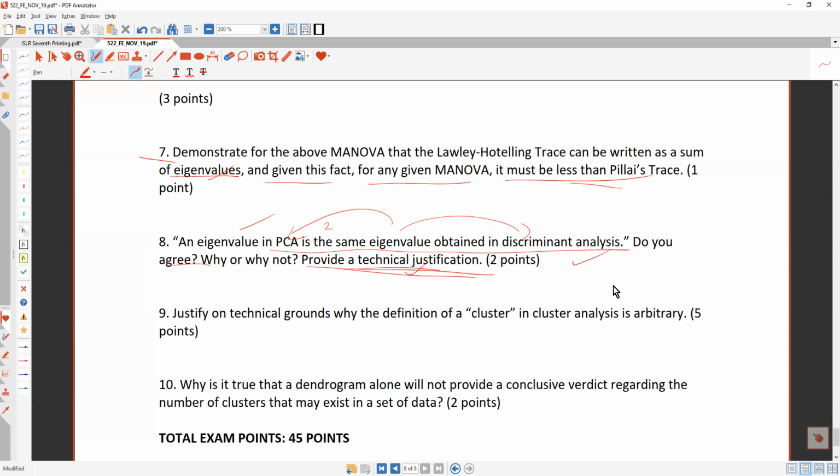May require a little bit of digging. You might want to look at your sources a little bit to see what's going on here. Is an eigenvalue an eigenvalue, or is it based on different things?